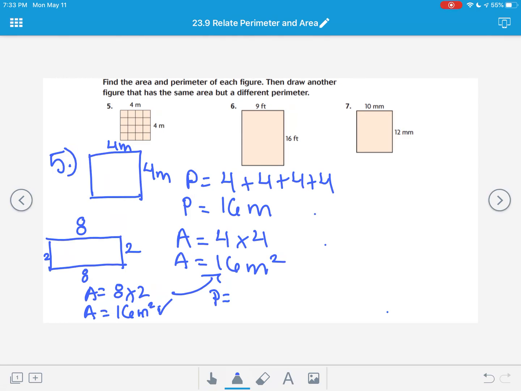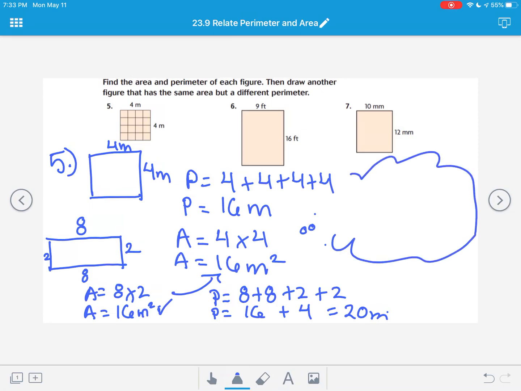Let's make sure the perimeter is different than 16. So I have 8 plus 8 plus 2 plus 2. 8 plus 8 is 16. 2 plus 2 is 4. 16 plus 4 is 20 meters. So I've made my perimeter different.